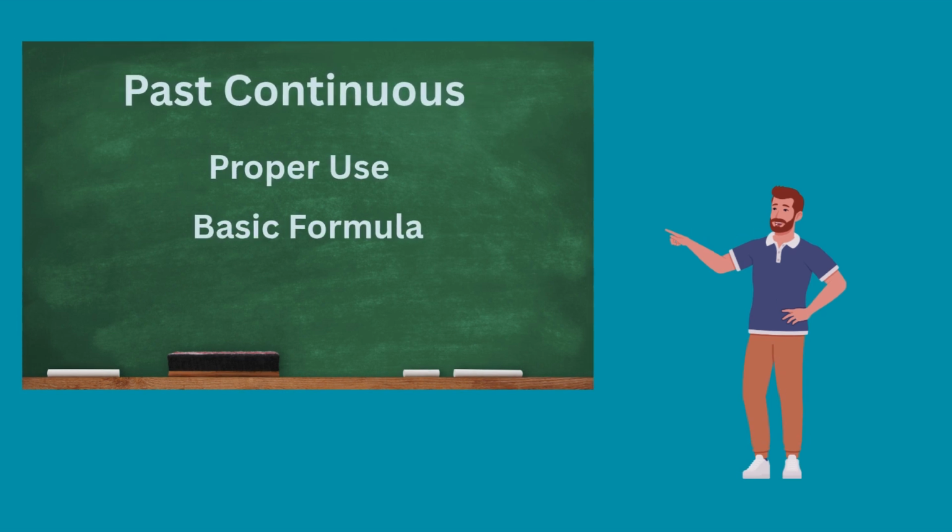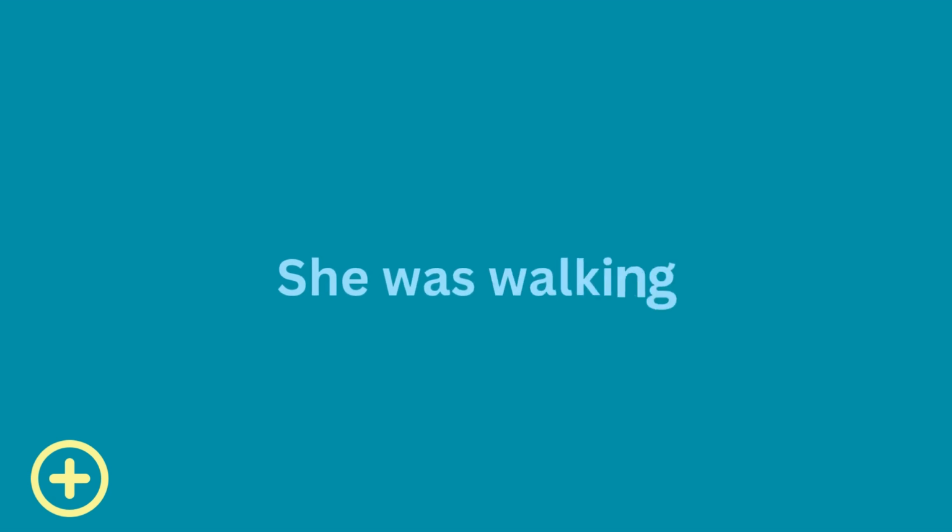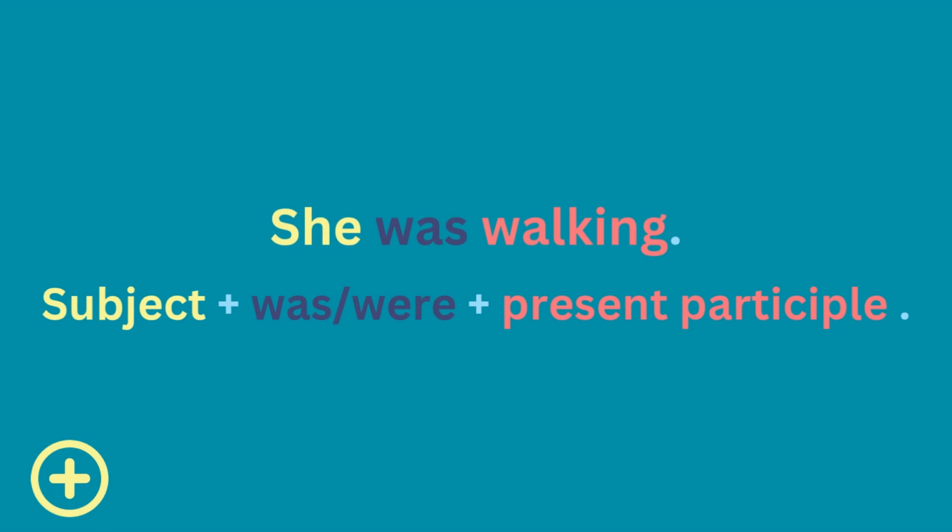Okay, now that we've gotten the proper use of past continuous out of the way, let's take a look at the basic formula for the past continuous. In this, we will cover the positive, the negative, as well as the interrogative. Let's take a look at the sample sentence, "She was walking." When we break it down into its basic structure, we see that it is subject plus was/were, plus the present participle form of the verb. This is commonly known as the verb -ing.